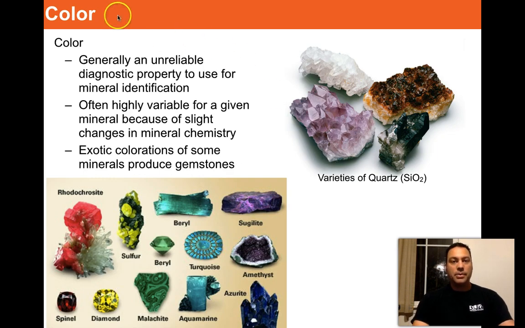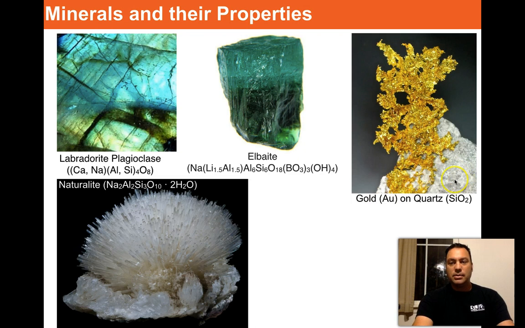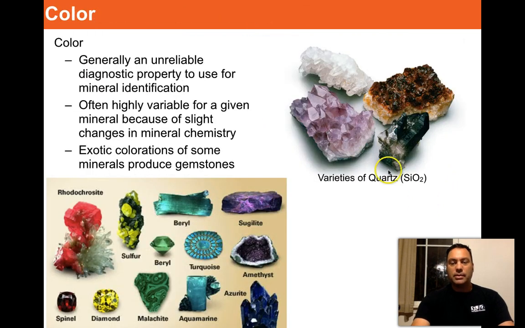Another thing that minerals have is color. But the problem with color is that it's generally an unreliable diagnostic property to use for mineral identification. Why? Well, look at this. Here are varieties of quartz. Remember that white mineral I had back here? I'm just going to go ahead and move back to the beginning. This back here, well, here it is again. Here's a black variety called a smoky quartz. Here's a purple variety called an amethyst, white quartz, and then another one that is stained almost a reddish orange, which is a variety of rose quartz.